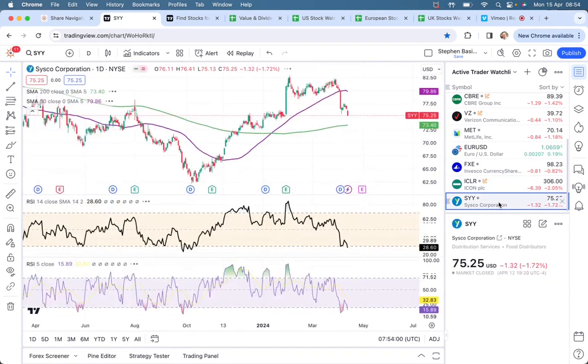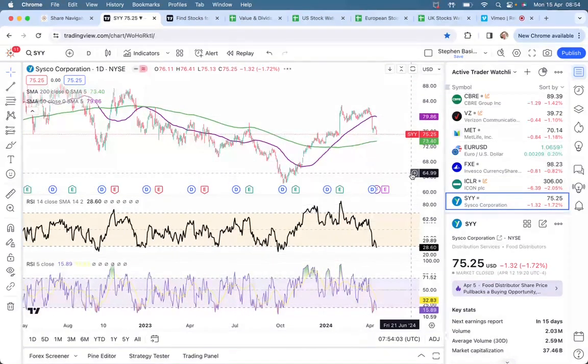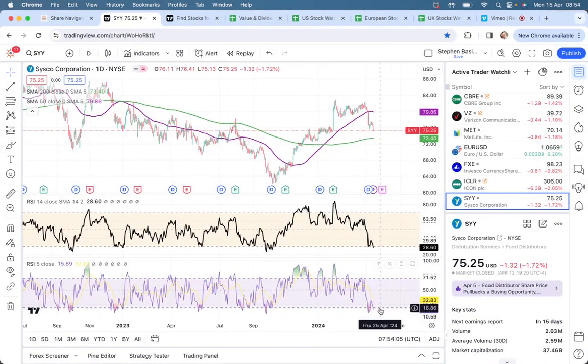And Cisco, so this is not the technology Cisco, this is the food distributor Cisco. So its RSI has dropped below 20 again. Now it did last week or about 2 weeks ago, and as you can see here, it kind of crossed back above, but it's failed to make its way all the way back up. So again, we'll just wait for the opportunity to present itself.